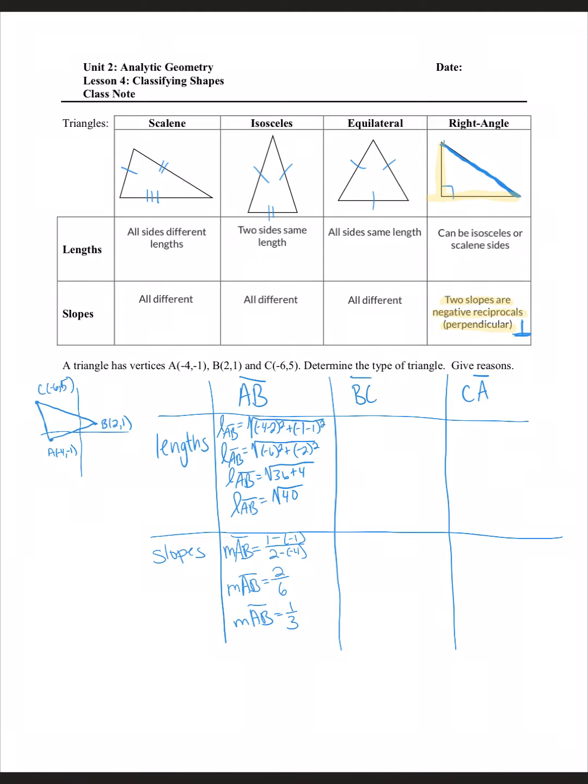Okay, take a minute and see if you can determine the length and the slope of line segment BC, and then also CA, slope and length. And then we'll come back and discuss what the similarities are, what the differences are, and what that tells us about the type of triangle we have.